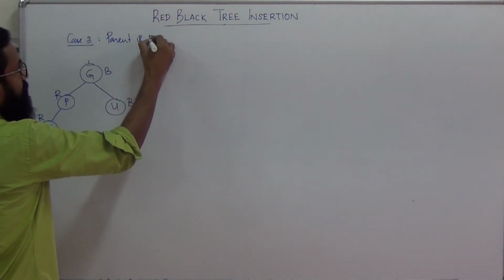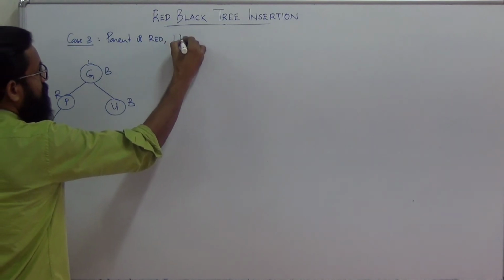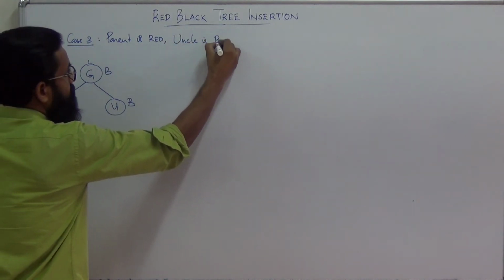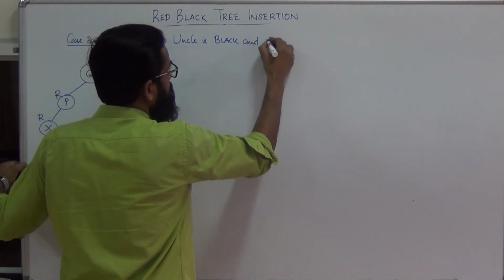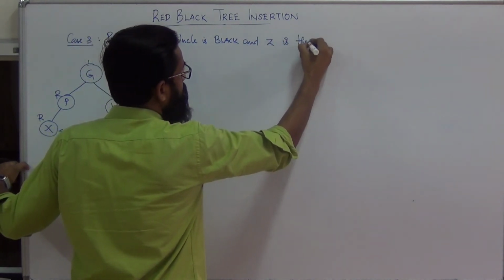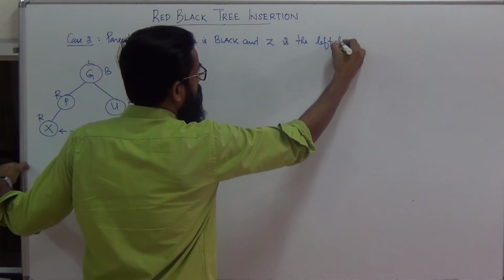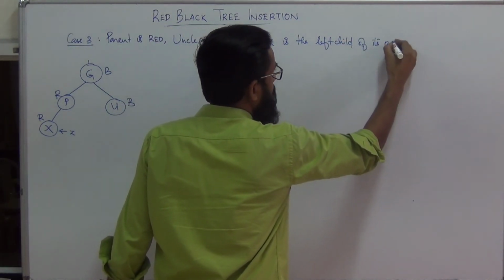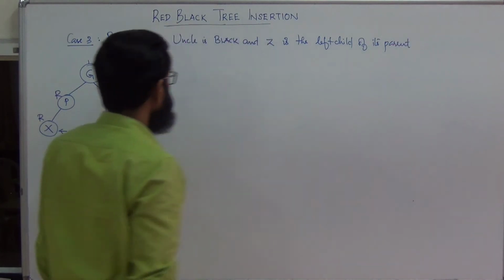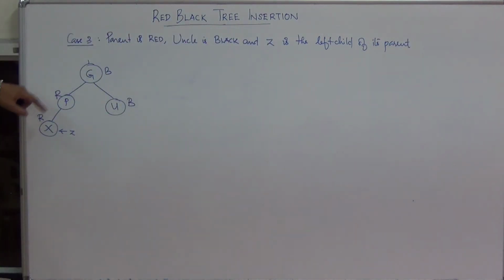Parent is red, uncle is black, and new node Z is the left child of its parent.